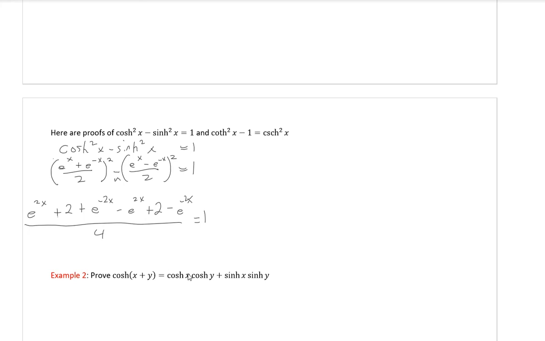Now here, it expanded a lot, but it's about to contract very quickly. e to the 2x cancels with minus e to the 2x. e to the negative 2x cancels with minus e to the negative 2x. And then I just get 2 plus 2, otherwise known as 4, over 4, and 4 over 4 equals 1. So I have confirmed that this proof is valid, that one side equals the other.